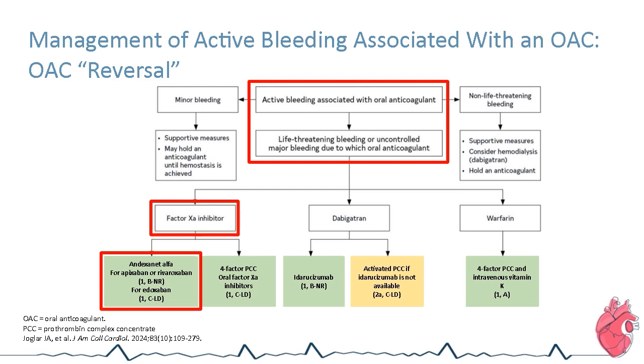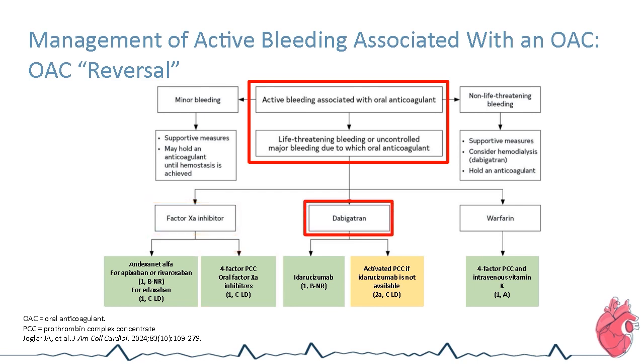And then for edoxaban, we would also consider this. We can always consider using PCC to help out with the Xa inhibitors. This is always an option for any bleeding. For dabigatran, we would need to consider the reversal agent idarucizumab, which is needed to reverse dabigatran.